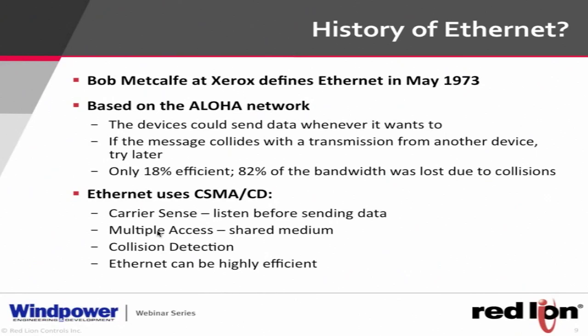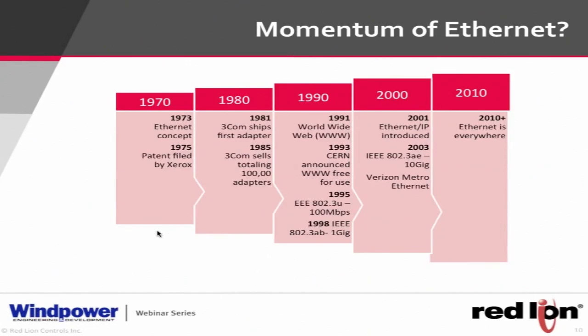It's just like talking with somebody on the phone. If both of you talk at the same time, there's a good probability that neither one of you understands what you were saying. And Ethernet can be highly efficient, and it is today. Actually, today we don't use CSMA/CD as much because we have full duplex communication. This is where the momentum comes in.